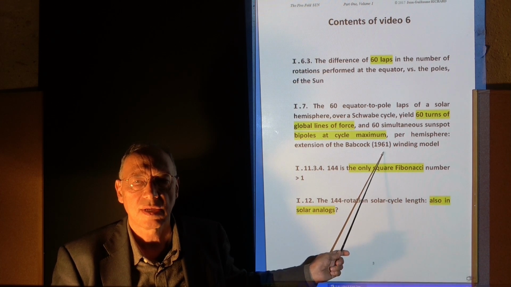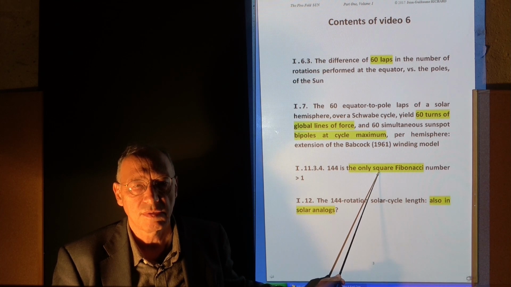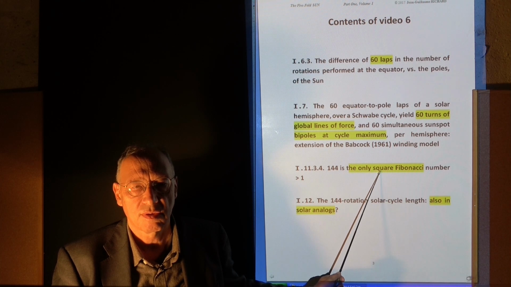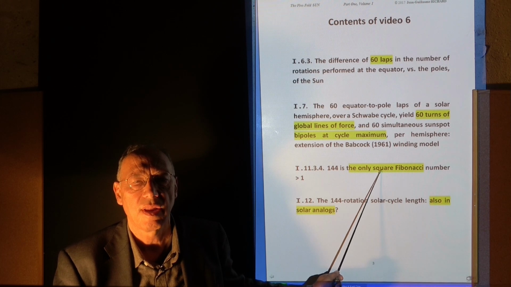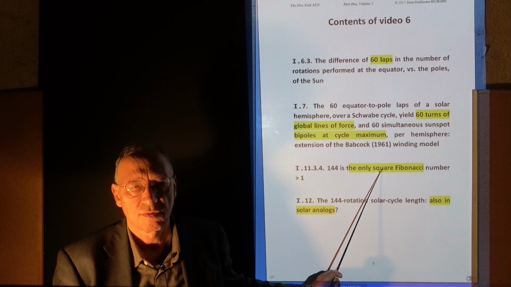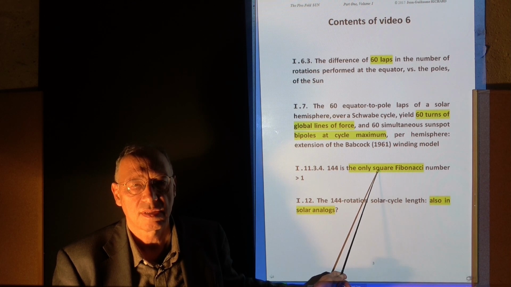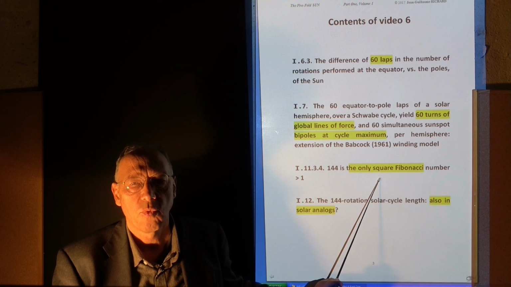Then we will turn back to the numbers of rigid rotations in the solar ball and mention a very remarkable property of the number of rigid rotations, which is found to be the central value for the length of the entire solar quasi-decadal cycle. 143 is the only square Fibonacci number and one of two powers in the entire infinite sequence of Fibonacci numbers apart from 1.